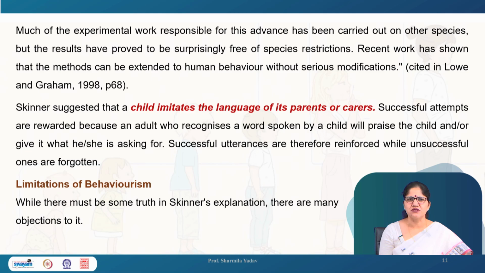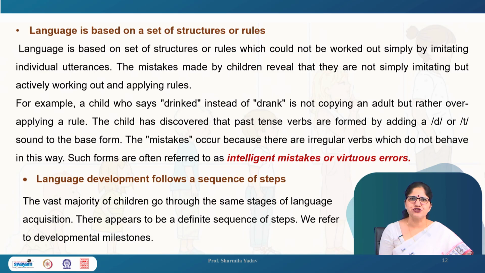While there must be some truth in Skinner's explanation, there are many objections to it. What are these objections? First, language is based on a set of structures or rules which could not be worked out simply by imitating individual utterances. The mistakes made by children reveal that they are not simply imitating their adults, but actively working out and applying rules.